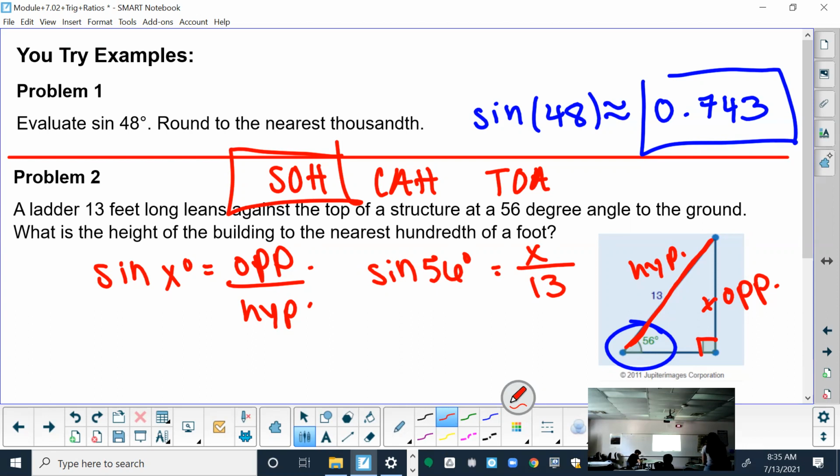Now it's just solving for x. So instead of dividing by 13, what can I do to get the x by itself?